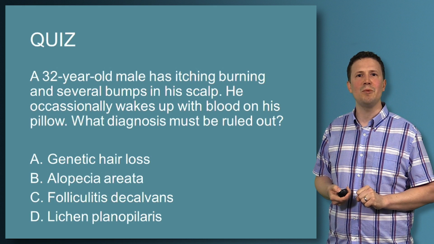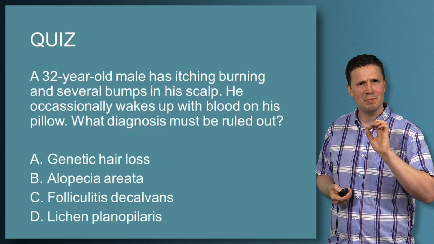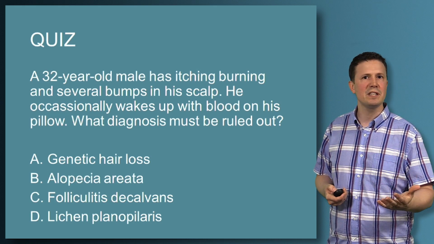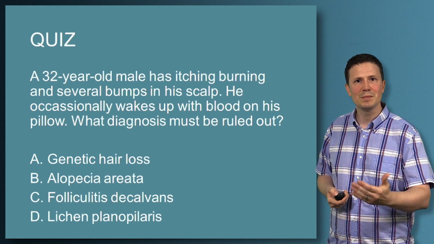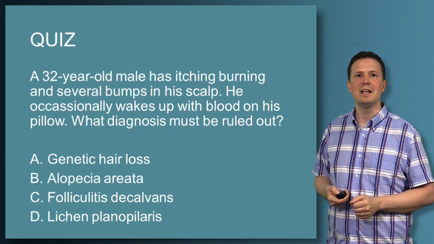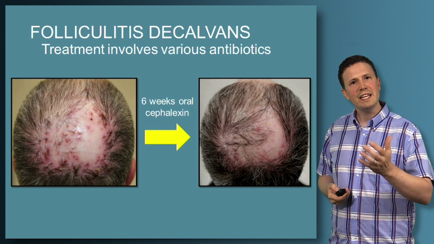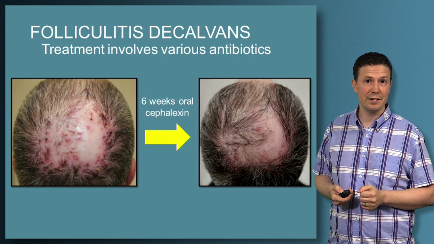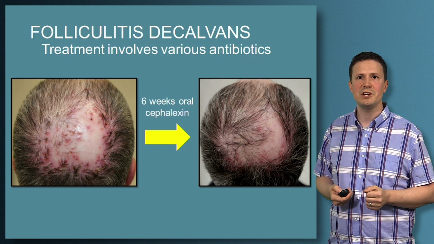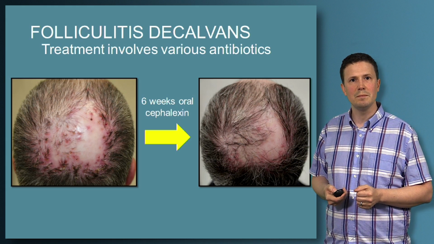This is a scarring alopecia. This patient has itching, this patient has burning, the scalp is uncomfortable. He has bumps, he has blood on the pillow. This is folliculitis decalvans. Folliculitis decalvans often grows bacteria. Staph aureus, as I mentioned, is a common cause as well.